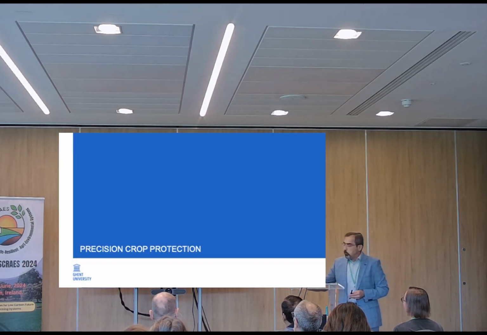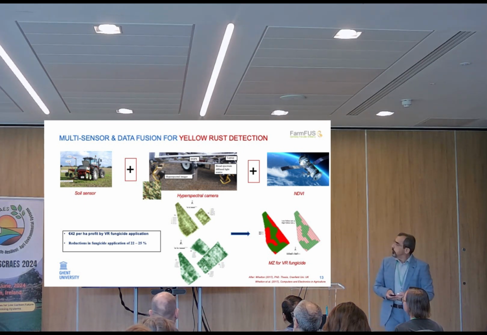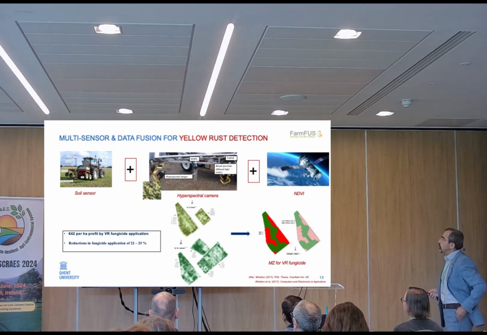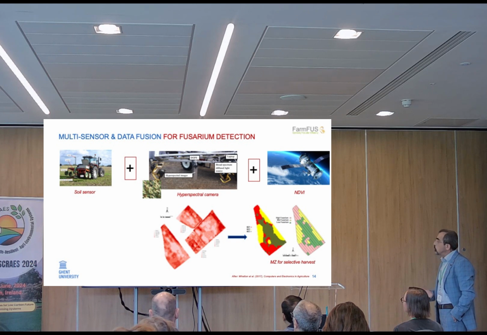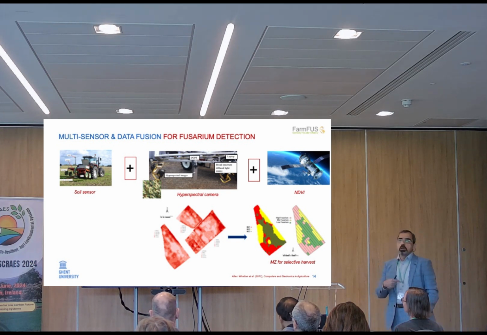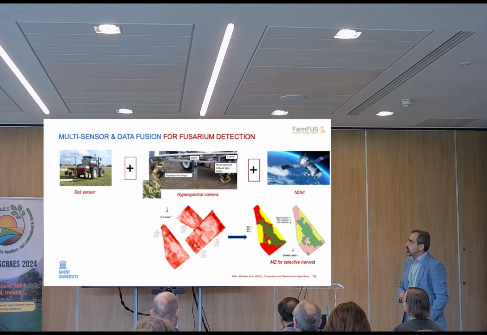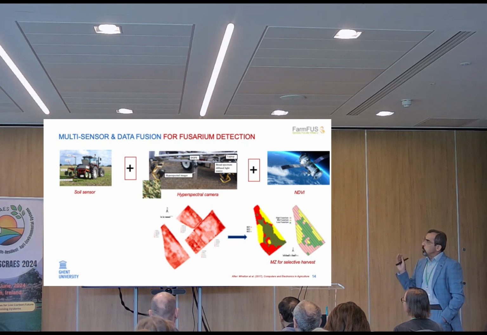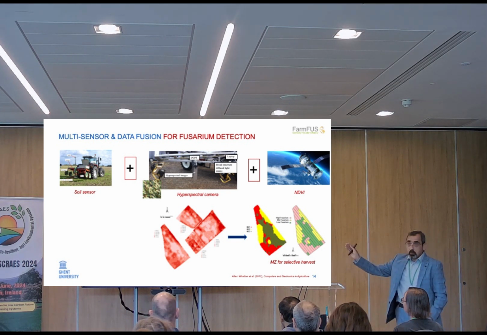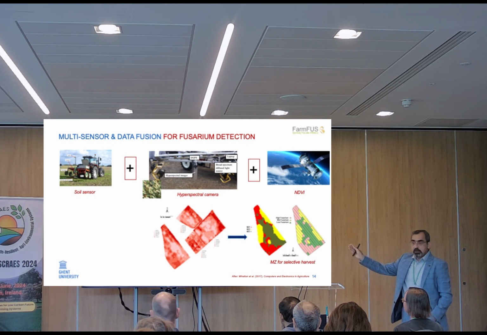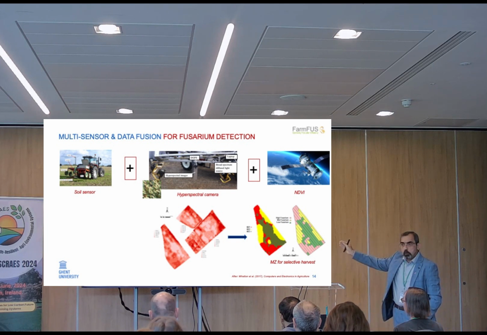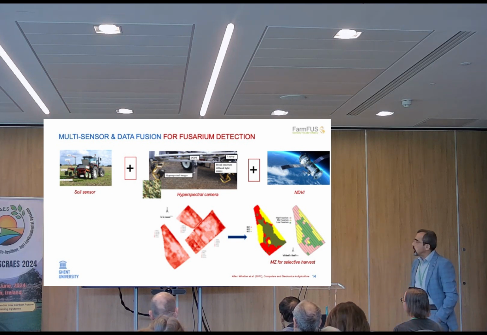Okay, let me give you now some examples. For the sake of time, I will jump from yellow rust example to move to the next example, which is fusarium, for instance. As I said before, I want to give you a flavor of what we can do about the crop biotic stresses. So here I am speaking again about multi-sensor data fusion. So I have the soil sensor to collect data on soil. I have hyperspectral camera to collect data on crop fusarium head blight, and I have remote sensing data from Sentinel-2 to collect data on NDVI.